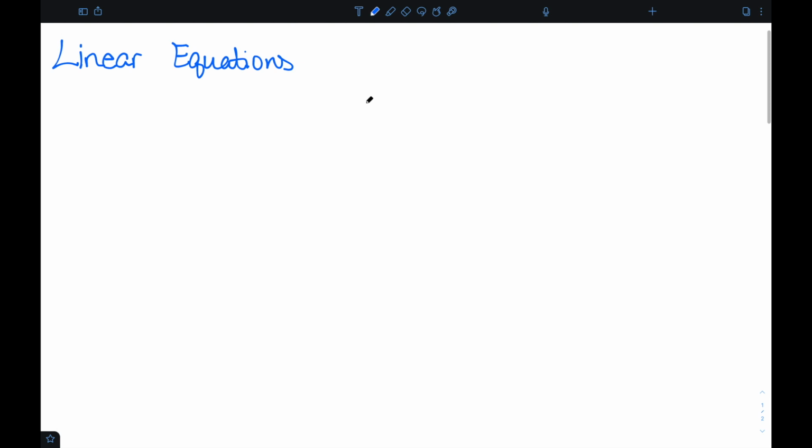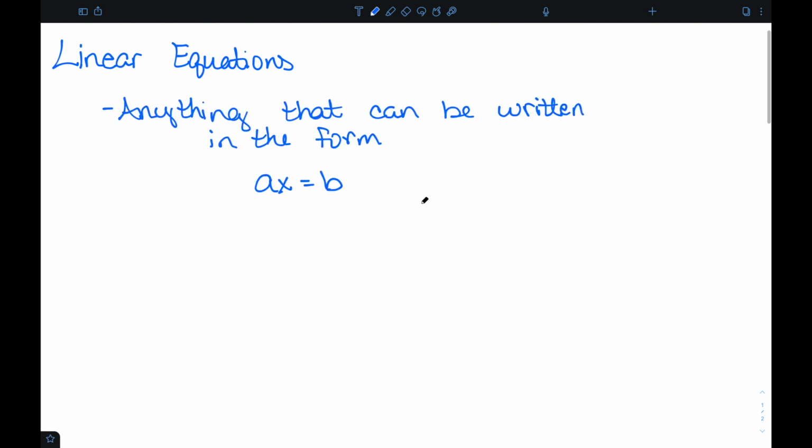Let's look at how to solve linear equations. So the first question is, what is a linear equation? A linear equation is anything that can be written in the form ax = b, where a and b are real numbers and x is our variable. It doesn't mean they'll always look exactly like this, but we can rewrite them in this form.